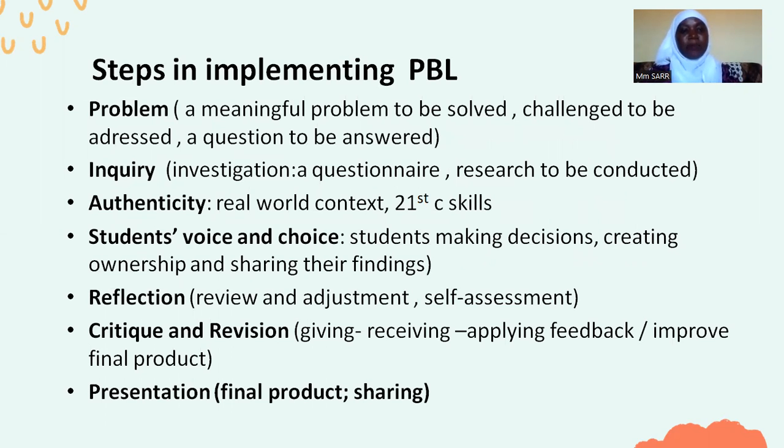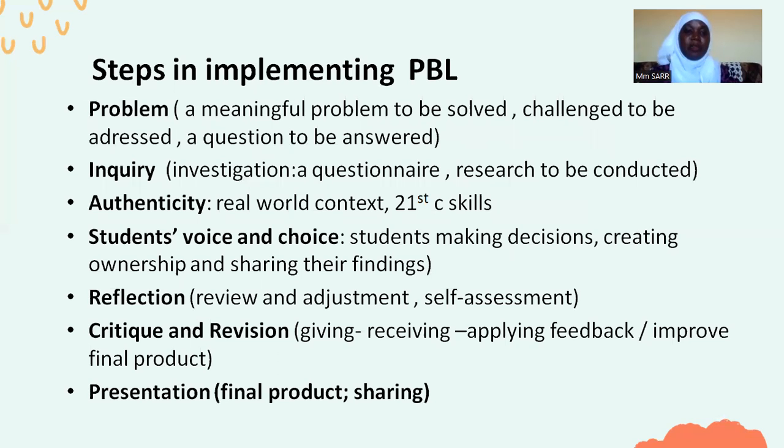Here are some steps in implementing PBL. We have problem, we have inquiry, we have authenticity, we have student voice and choice, we have reflection, we have critique and revision, and the last point is presentation. When we talk about a problem, we cannot talk about problem-based learning without defining the problem.